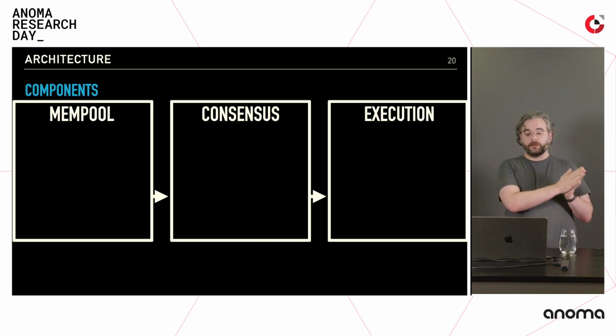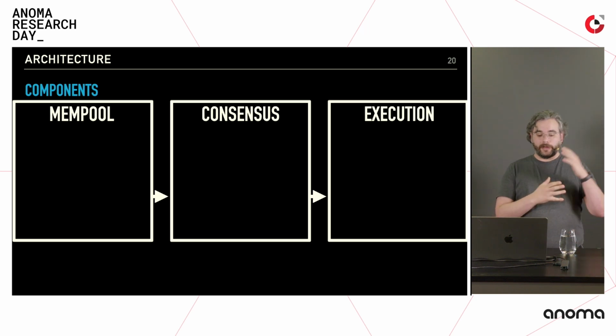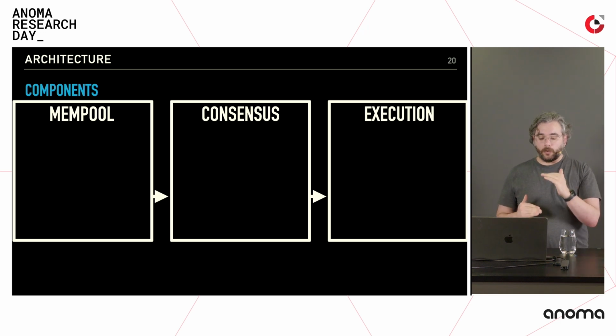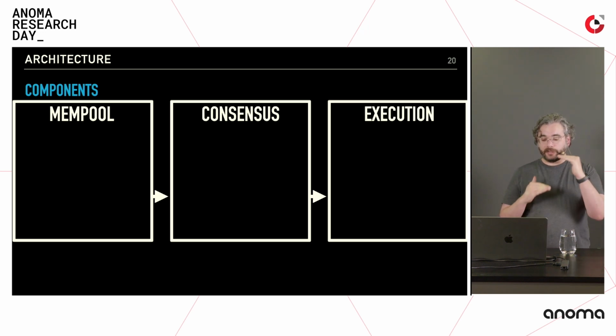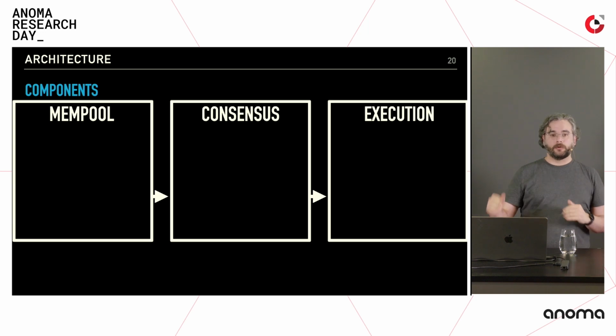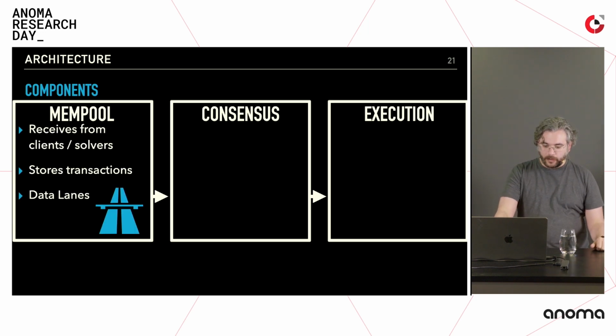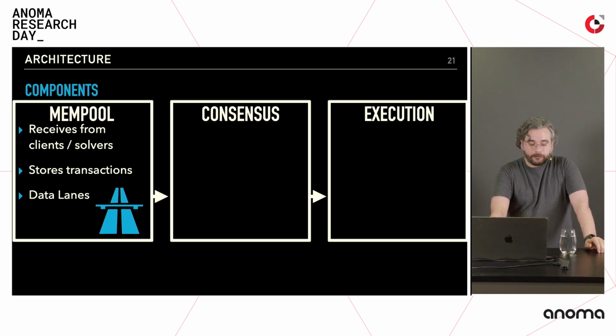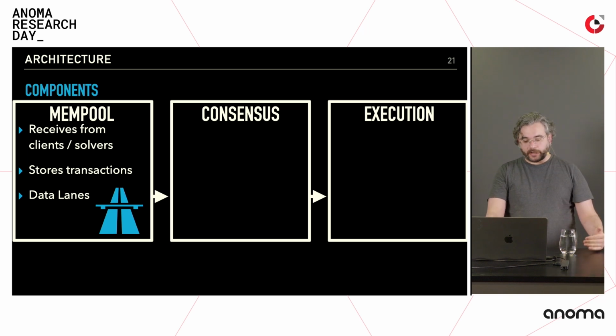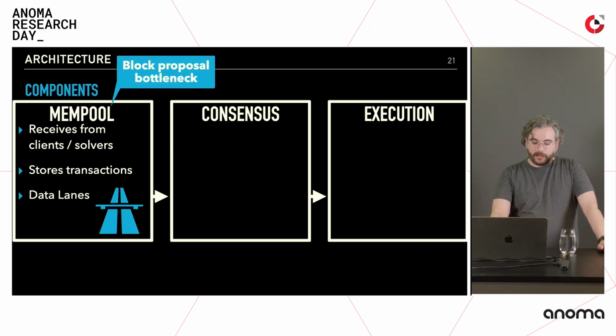Transaction candidates from users and solvers and the like arrive into the mempool where they are stored. They're ultimately ordered by consensus, and using the information from mempool and consensus, the execution component updates the local replica of the state. Our mempool should use something like Autobahn's data lanes. It stores batches of transaction candidates so we know that they're available, and consensus then only needs to work on references to those batches. This is how we address the block proposal bottleneck.